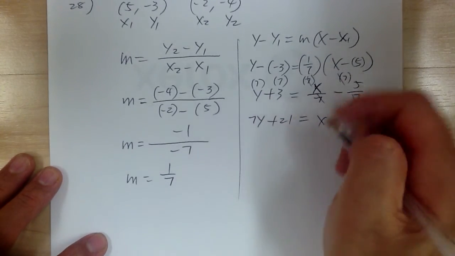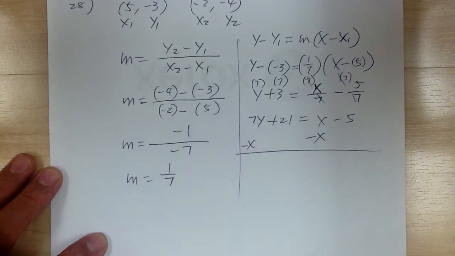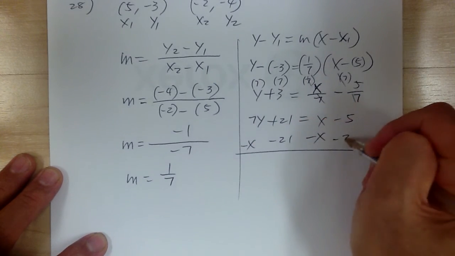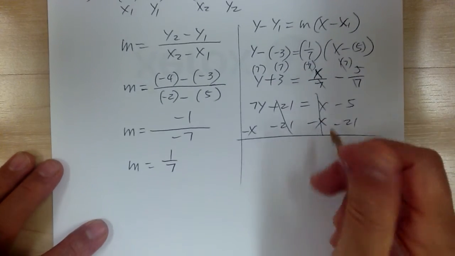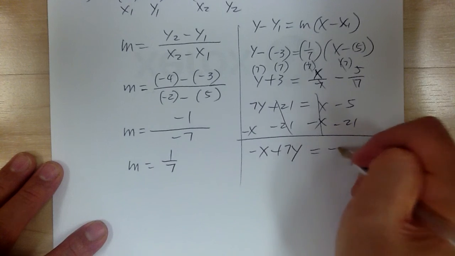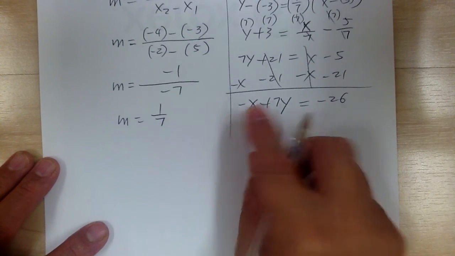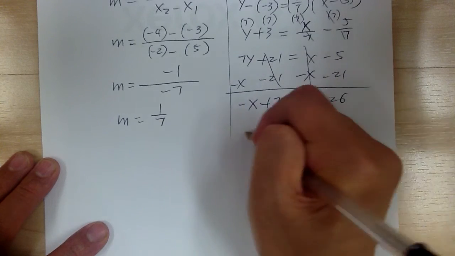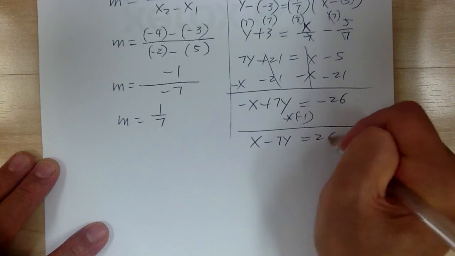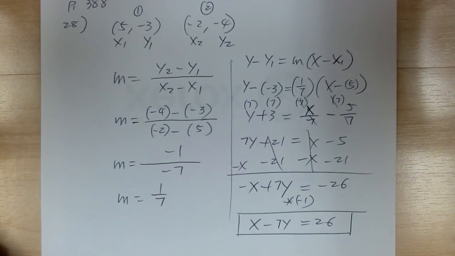Move the variable to the left hand side. Notice every problem is just going through the same motion, the same steps. Move the number to the right hand side. So this will cancel out, and you get negative x plus 7y equals negative 26. But again, remember, you cannot begin with a negative, so you have to multiply by negative 1. You get x minus 7y equals 26. And that's it for number 28.